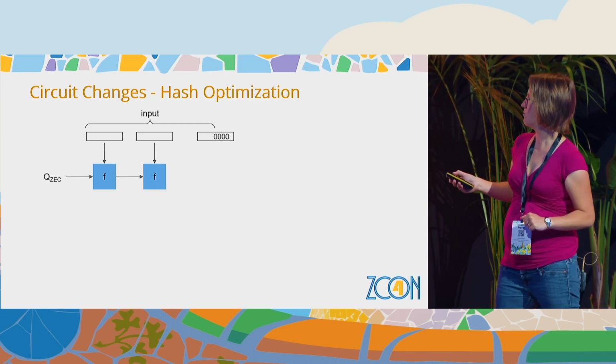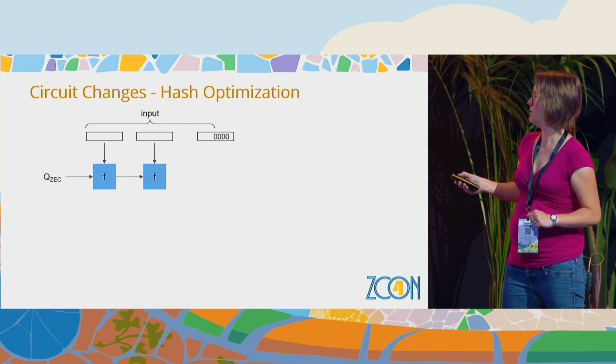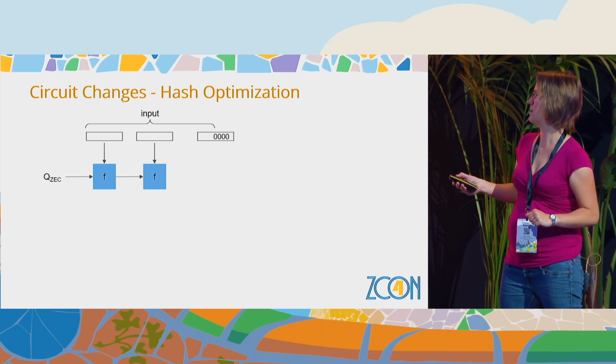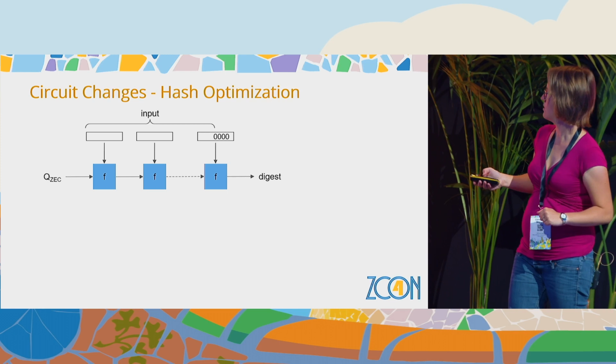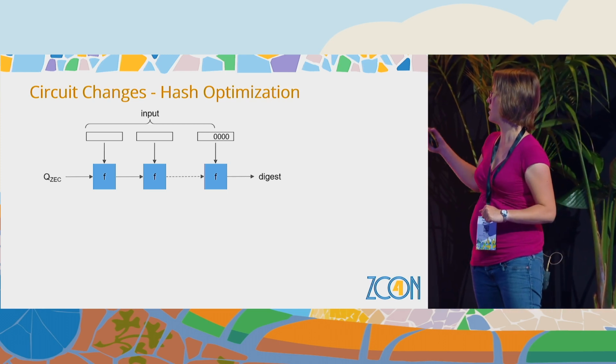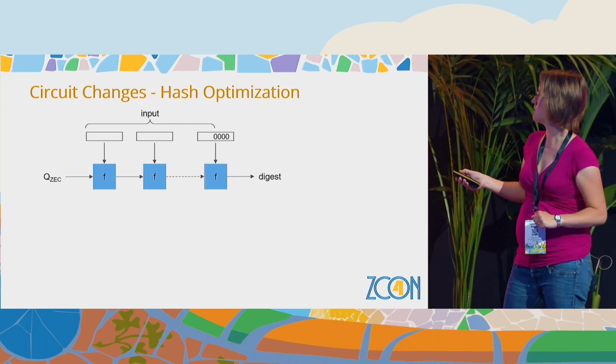Then we take the second block. We apply the lookup table to obtain a point, and we add this point with the output of the previous f function to obtain a new point. And we will continue like this until the last block to obtain the digest.